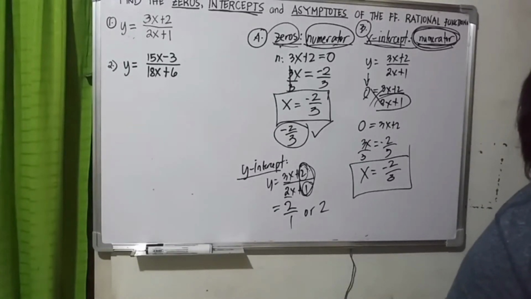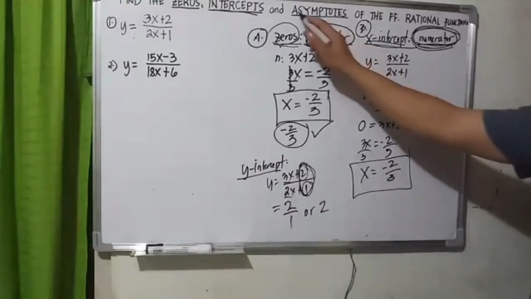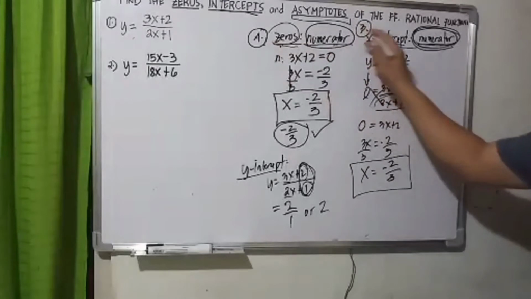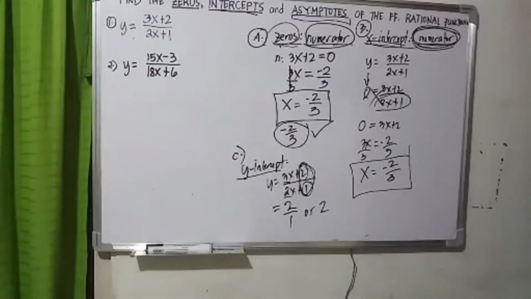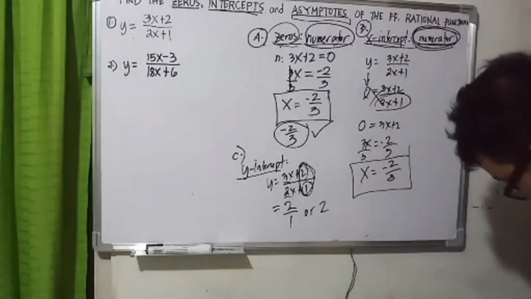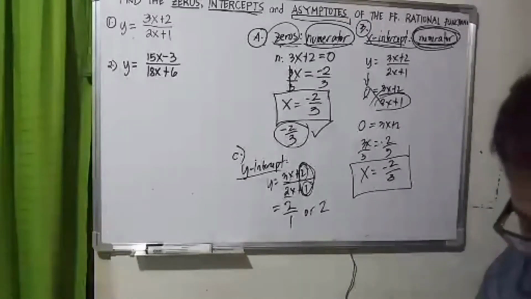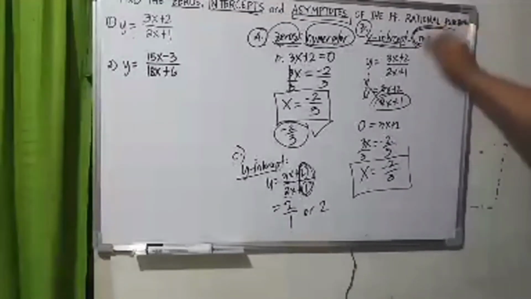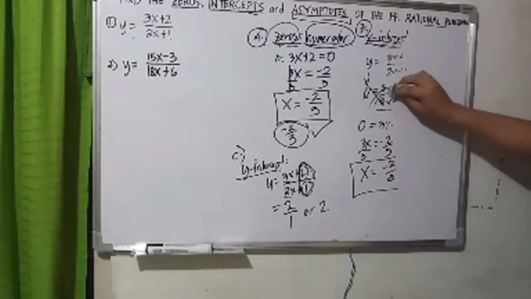Next is for the asymptotes. So dito na, letter A, B, and C ito. Next, for letter D, i-erase muna natin. Sana yung eraser ko. Bakit nawala? Ito. I-erase muna natin.